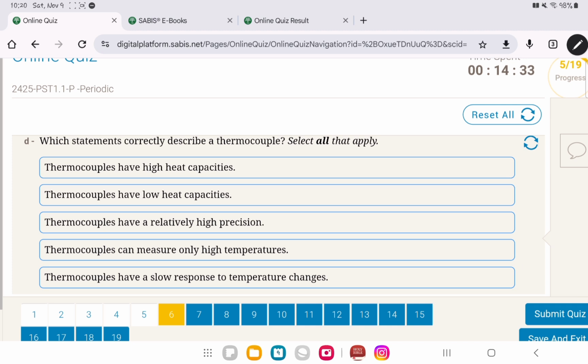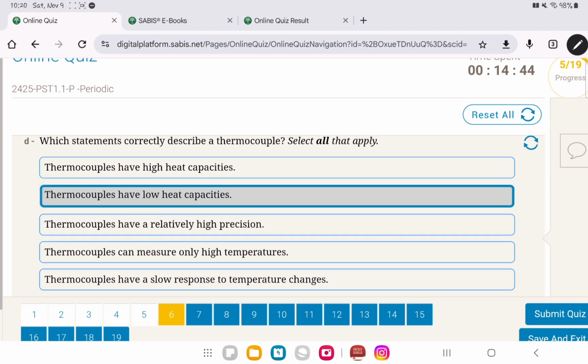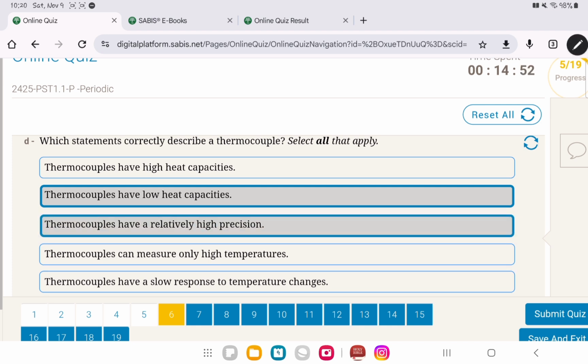Now, which statements correctly describe a thermocouple? A thermocouple has a low heat capacity, so they can react quickly, so they can detect the change in heat quickly, okay? They have a relatively high precision, that means they're very, very accurate. They have a quick response to temperature changes also, okay?